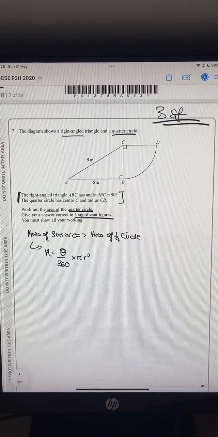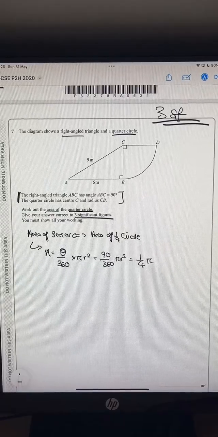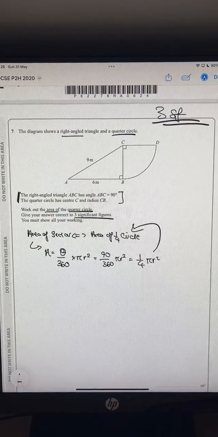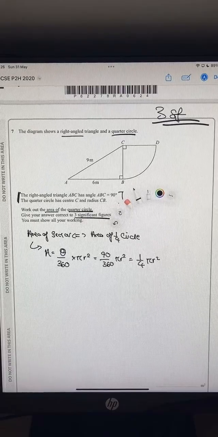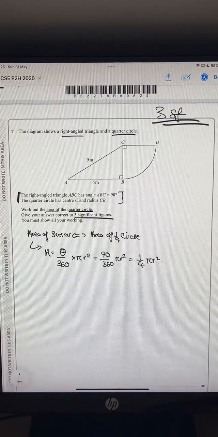What is my angle here? It's just 90, so that's 90 by 360 pi r squared. And if I simplify that, that's just a quarter pi r squared. And what do we know? That's literally just the area of a quarter circle there. So yes, that is the answer in the chat. I see it. Awesome. So it's just a quarter pi r squared.